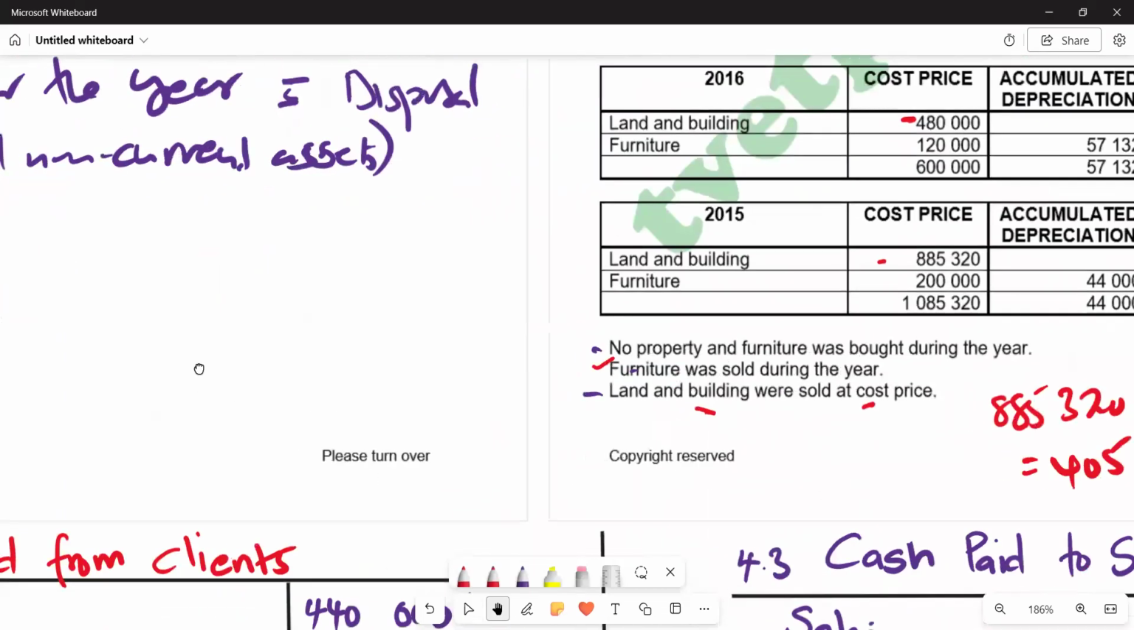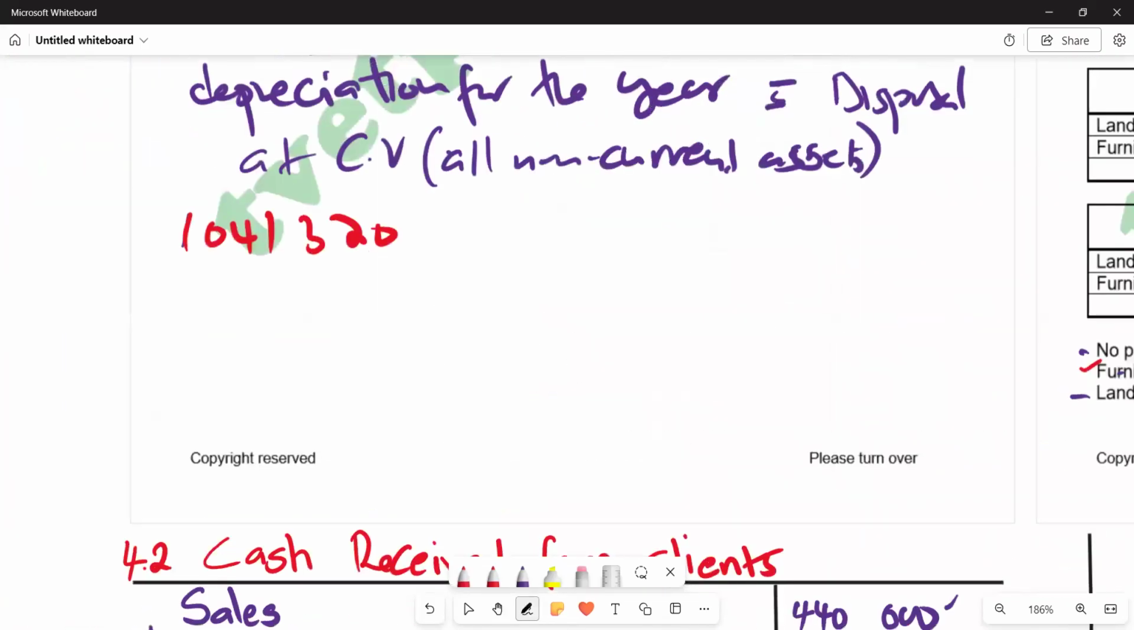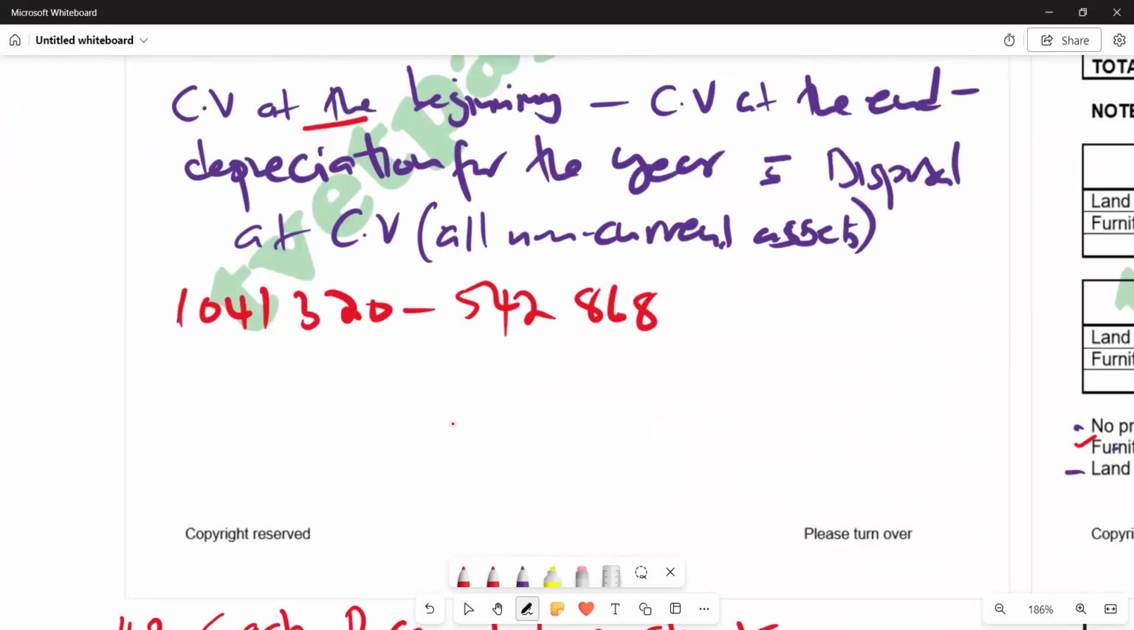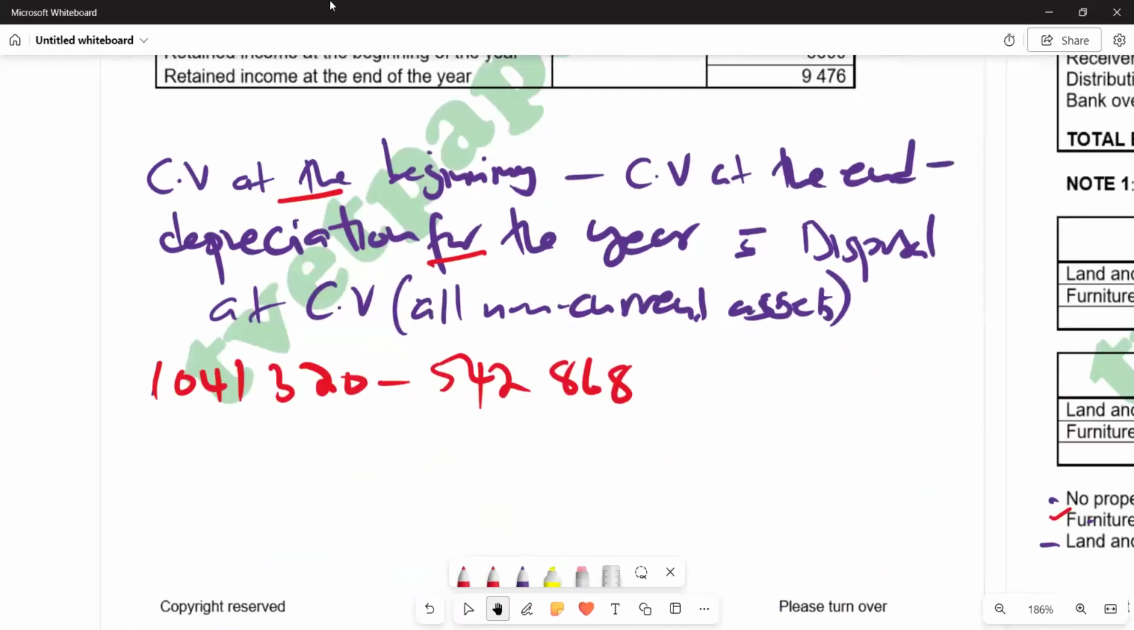And then we are supposed to remember we said to subtract carrying value at the end. Then we subtract again depreciation for the year. Depreciation for the year, you get it here, and the figure that we have is 19,408. So when you do this, the figure that we are going to get now is the disposal at carrying value for all non-current assets. So we just try to calculate there and see what we get.